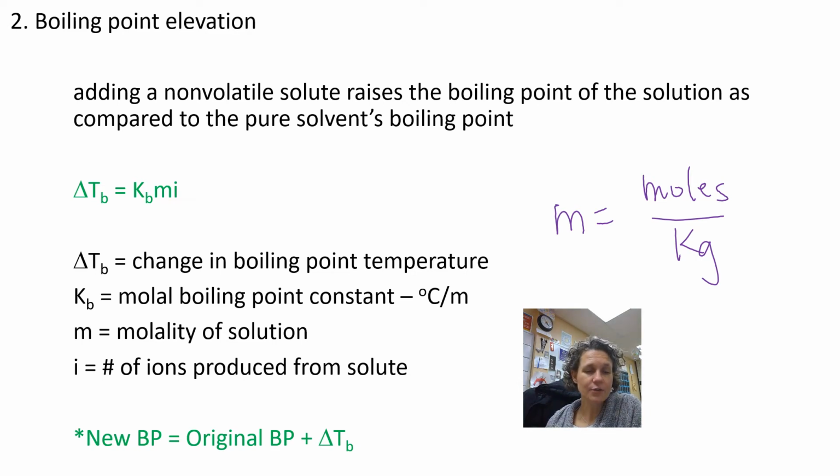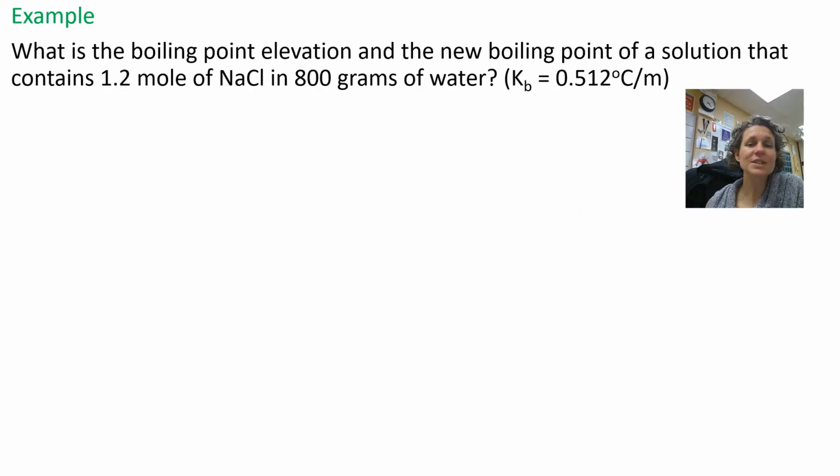Then that second formula down there, the new boiling point is the original boiling point. So if we're talking about water, water boils at 100 degrees, so the original boiling point would be 100 plus whatever this change is that we calculated. Okay, so yay, it's an example.